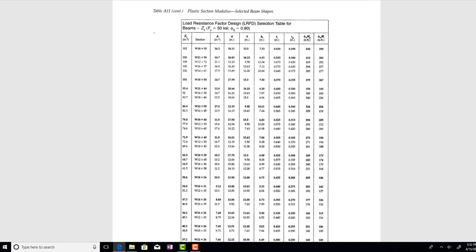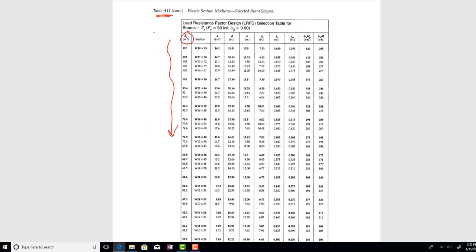This is another steel property table that shows up. This one is specific to table A11 out of the appendix. This one is specific to when we're dealing with the plastic hinge or the plastic failure limit for the steel beam. And so everything is sorted according to the plastic section modulus.